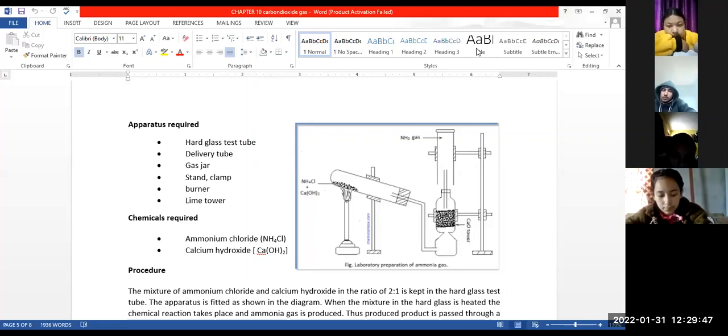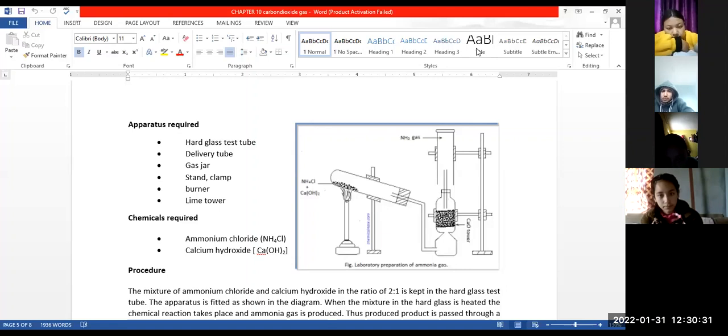यो सोध्छ क्वेशन के भने, lime tower is used in the preparation of ammonia gas, why? This is the question. The simple answer is to absorb moisture, to absorb water. Water is also produced in the product of lab preparation of ammonia gas. To absorb that water, that lime tower is used, okay, and after that we can obtain dry ammonia. So in this way we can obtain ammonia gas, and ammonia gas is lighter than air, हावा भन्दा light छ, हल्का छ. So it is collected in the gas jar by downward displacement of air.